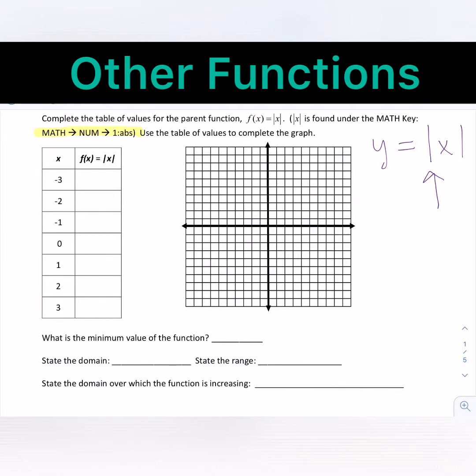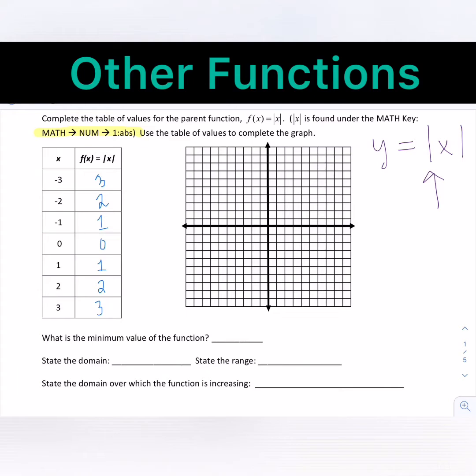Do me a favor and just fill in this table of values. I'm going to let you know right now, though, you do not need to even go to your calculator for this. This is quite easy because the absolute value of all these numbers is really straightforward. Absolute value of negative 3 is 3. Absolute value of negative 2 is 2. Absolute value of negative 1 is 1. Absolute value of 0 is 0. Absolute value of 1 is 1, 2, and 3. So we get this nice set of outputs that goes with our function.